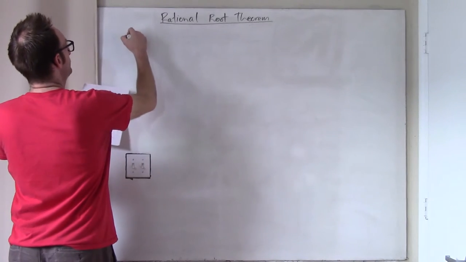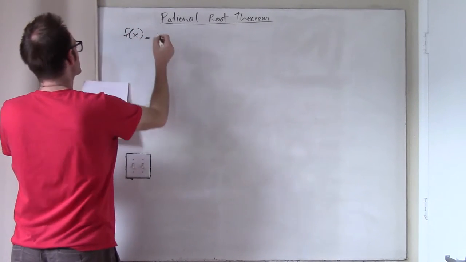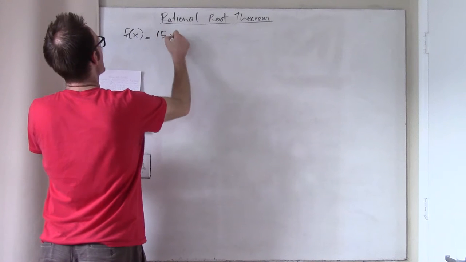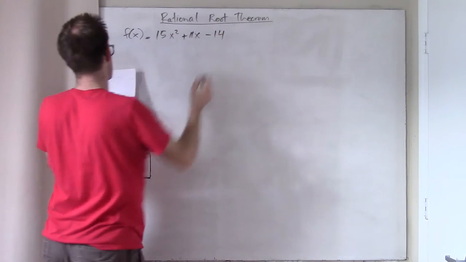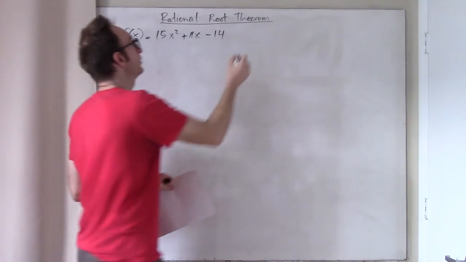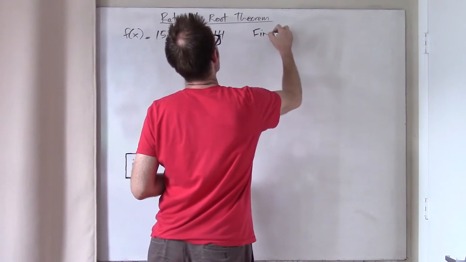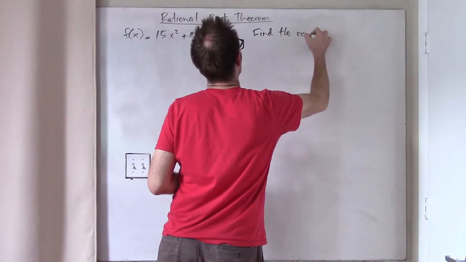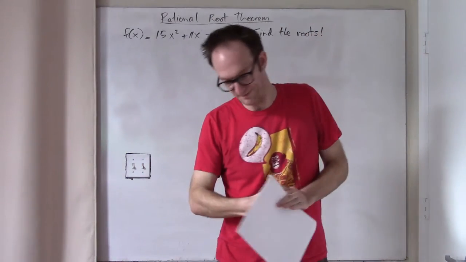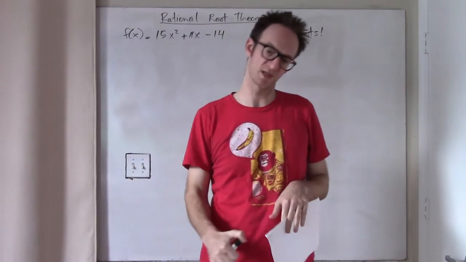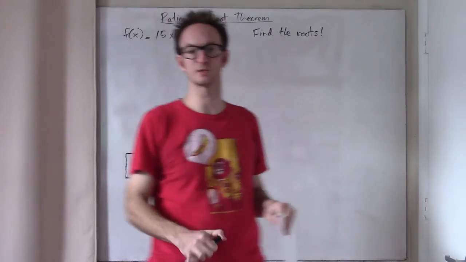Take the following example: 15x squared plus 11x minus 14. And the goal is to find the roots. That is actually the goal of this entire unit that we're in, to find the roots of polynomials and therefore understand those polynomials.